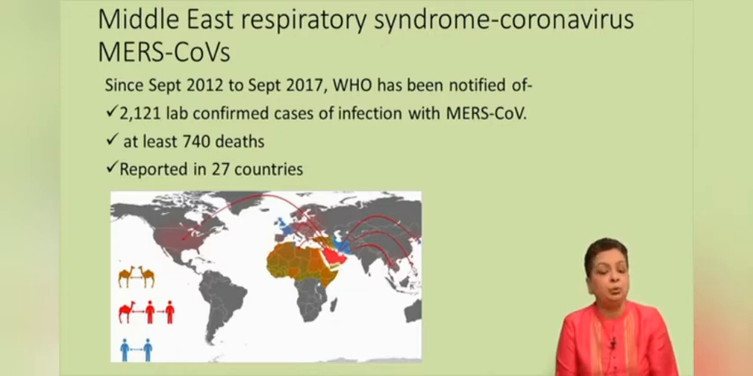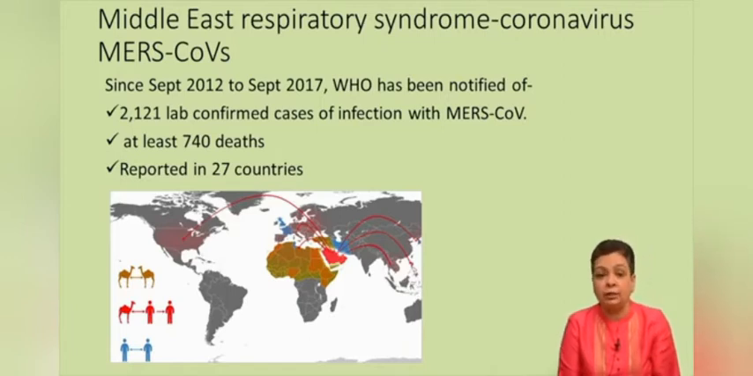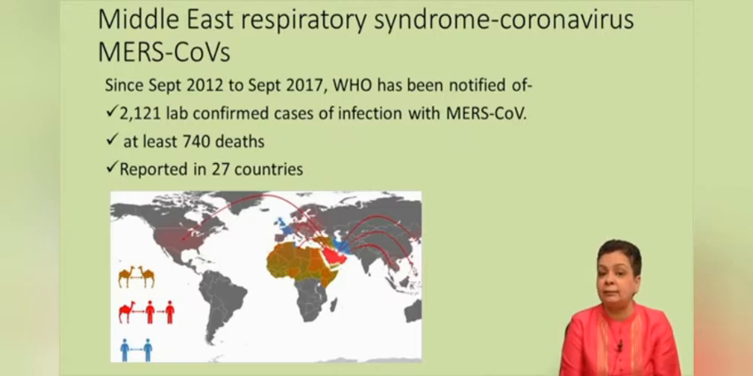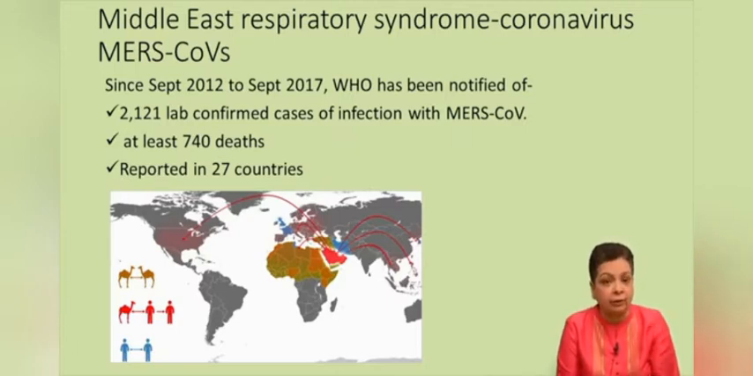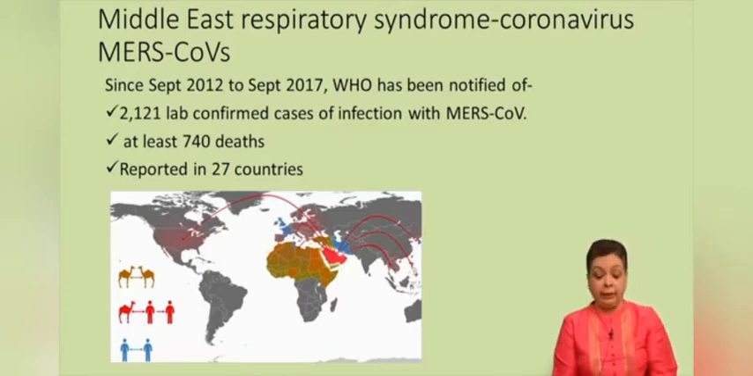Another important member of coronaviruses is MERS, Middle East Respiratory Syndrome coronavirus. From September 2012 to September 2017, WHO has reported 2,121 cases of MERS coronavirus with at least 740 deaths, and it has been reported from 27 countries of the world, including America, Malaysia, Indonesia, Korea, etc. But it has not yet been reported from India.